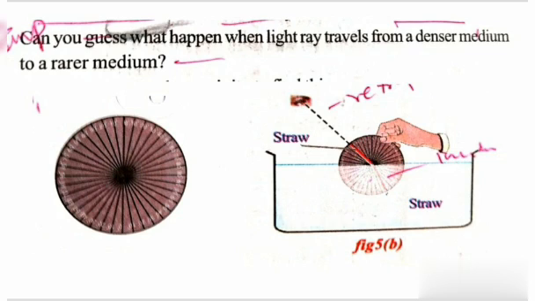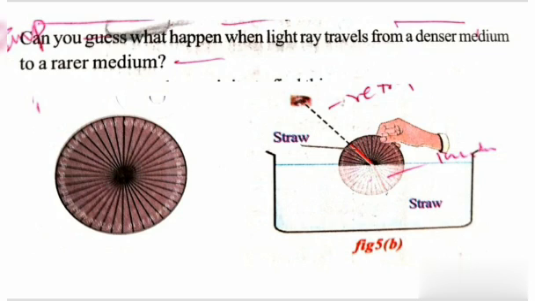Then adjust the other straw which is outside the water until both straws appear to be in a single straight line. One straw is inside the water and one straw is outside the water. By seeing the inside straw from the top of the vessel, we adjust the outside straw so that the inside straw and outside straw appear in the same straight line.